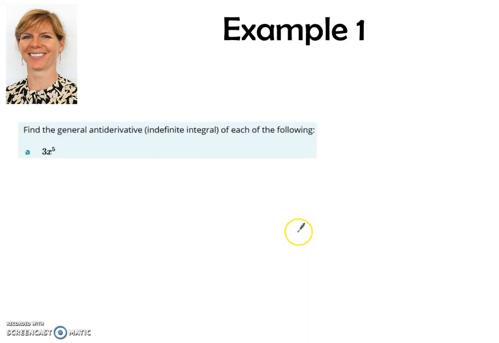All right, so let's have a look at a couple of examples. Pretty straightforward one to start with. All right, we want to find the general antiderivative, or the indefinite integral. So when you see this, you need to think plus c. Okay, write it down if you need to, circle it, whatever it takes. So basically what we've got is we know that y prime is 3x to the power of 5. All right, and we want to integrate that.